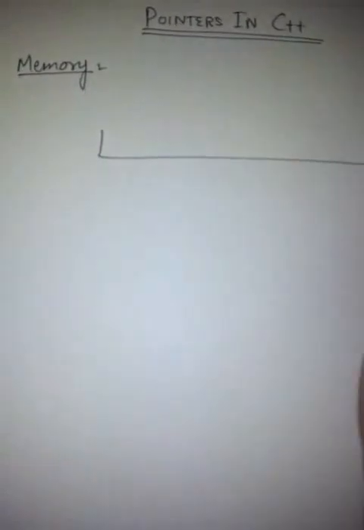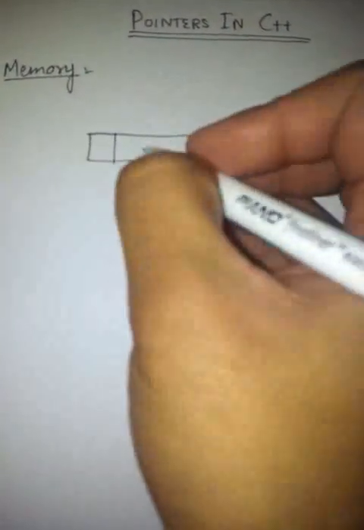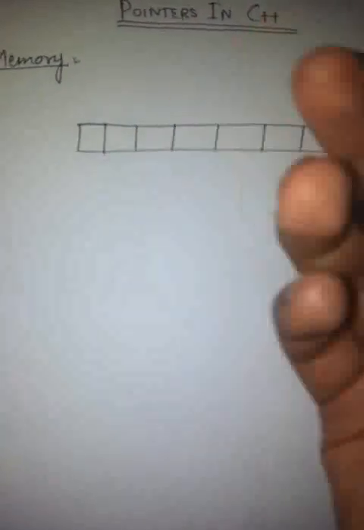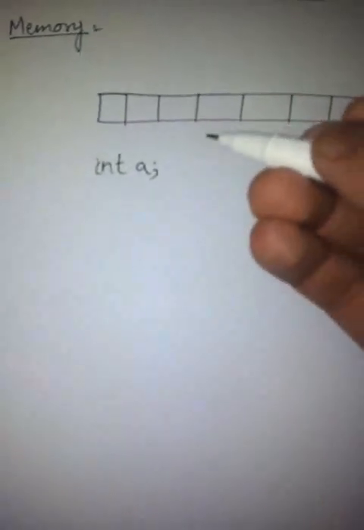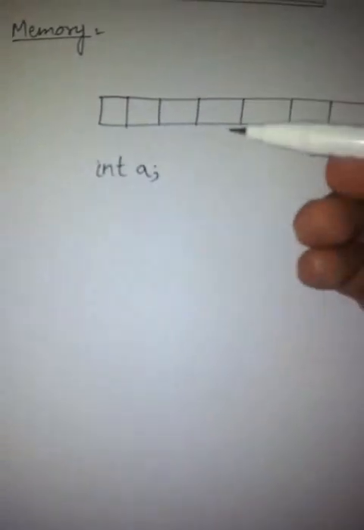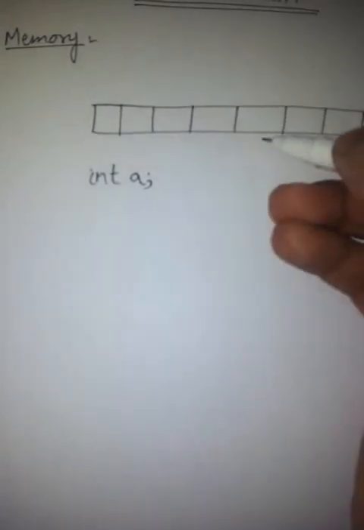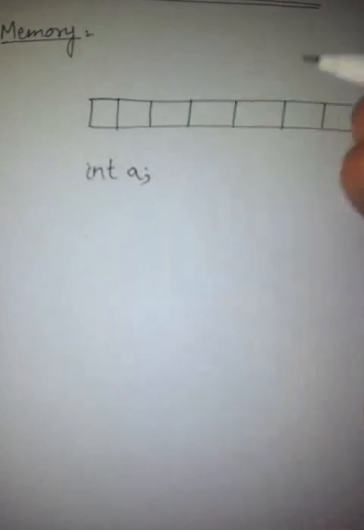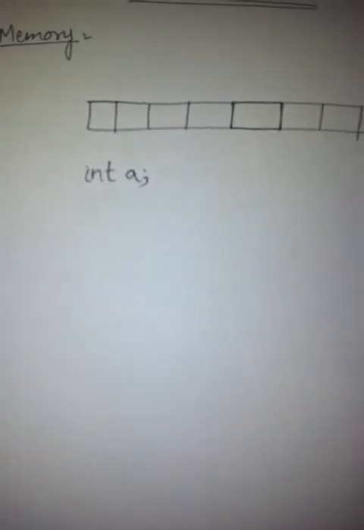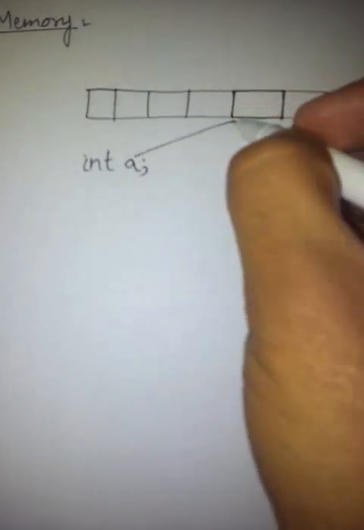We know that memory in the hardware has this kind of formation. I mean, it has cells, and when we declare a variable like int a, this variable a is given a cell. A cell is allocated to it. For example, this cell is allotted to a.